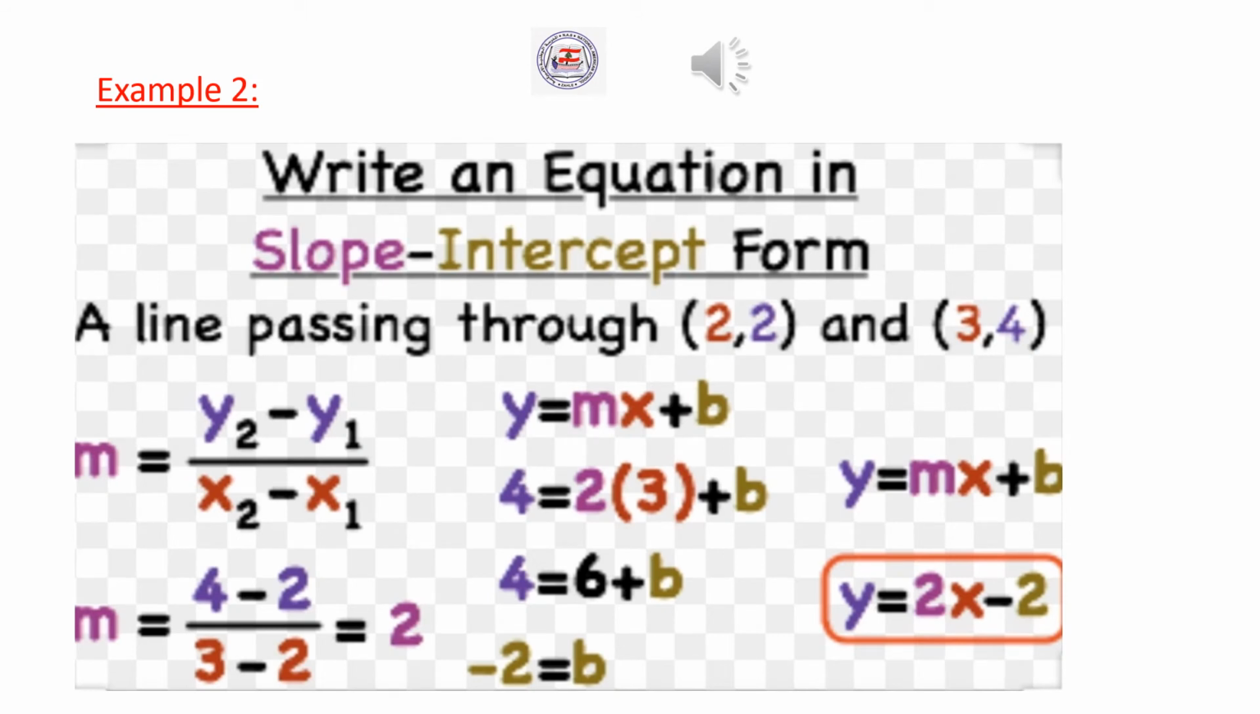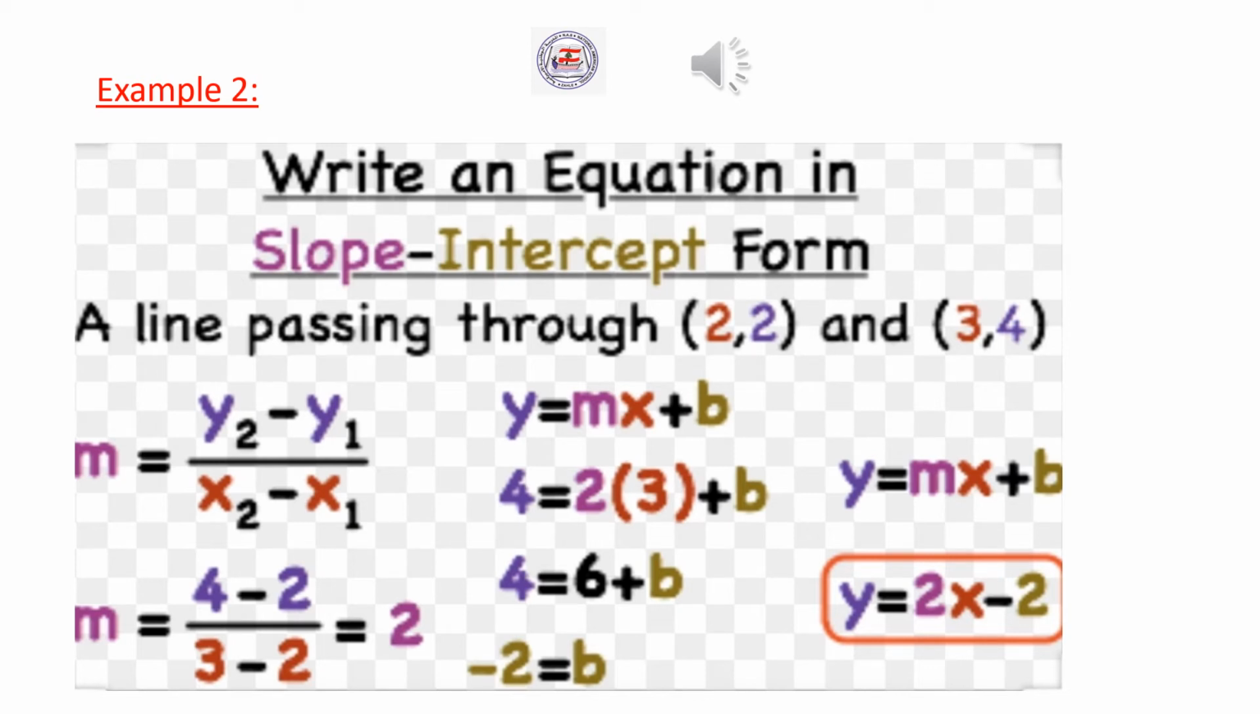Example 2. Write an equation in slope-intercept form, a line passing through (2, 2) and (3, 4). First step, we find the slope using the slope formula y2 minus y1 over x2 minus x1. m equals 4 minus 2 over 3 minus 2, m equals 2. So the slope is 2.